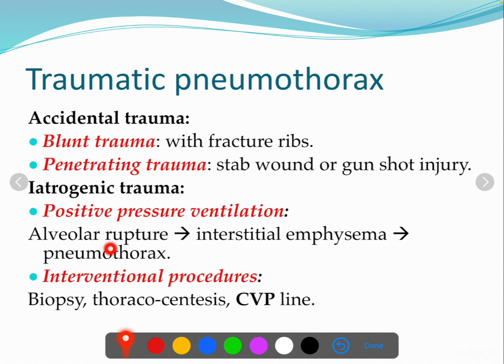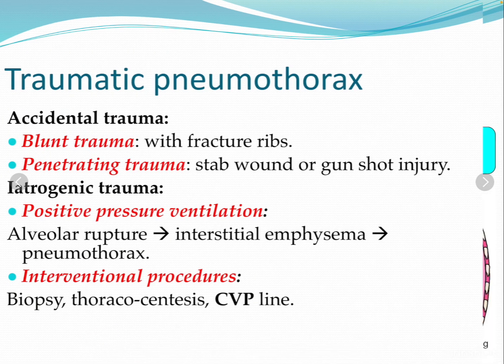Alveolar rupture will produce interstitial emphysema, and this emphysema can further rupture and create pneumothorax. Then they are talking about interventional procedures like biopsy, thoracocentesis, CVP line. In all of these, the needle can prick and rupture the visceral pleura and create an opening between the lungs and the pleural space. So it can create pneumothorax.